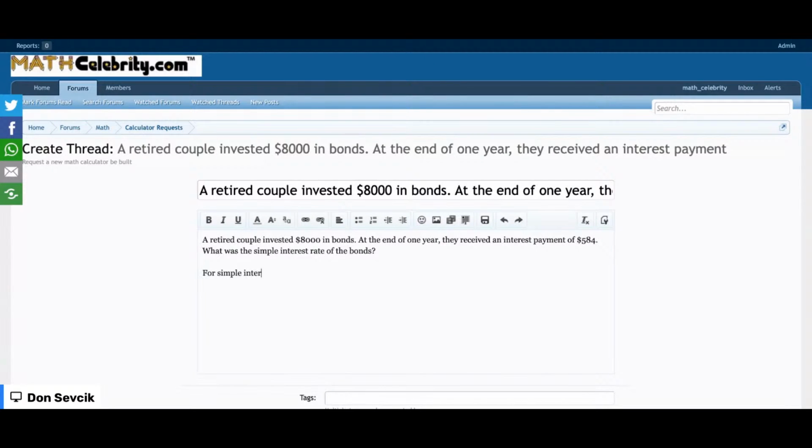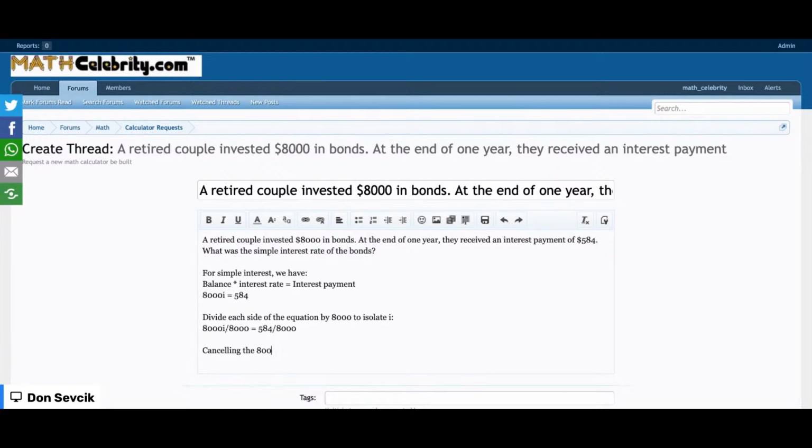For simple interest, we have balance times interest rate equals interest payment. Our balance was 8,000. Our interest rate was I. Interest payment was 584. So divide each side of the equation by 8,000 to isolate I. 8,000 I divided by 8,000 equals 584 divided by 8,000.